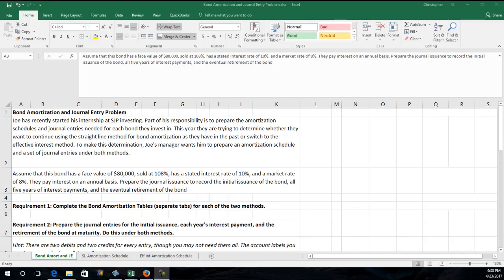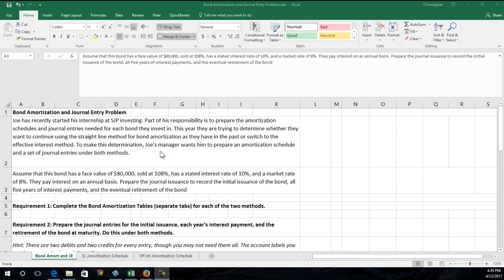In this problem, we are going to be going through a bond amortization and journal entry problem. The description it gives us is that Joe has recently started his internship at SJP Investing. Part of the responsibility is to prepare the amortization schedules and the journal entries needed for each bond they invest in. This year, the company is trying to determine whether they want to continue using straight line for bond amortization or switch to the effective interest method.